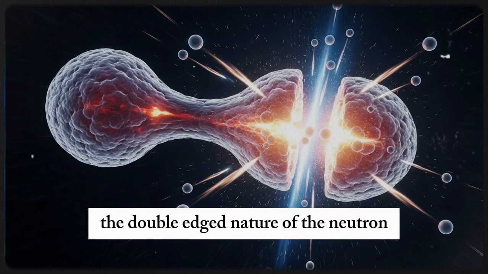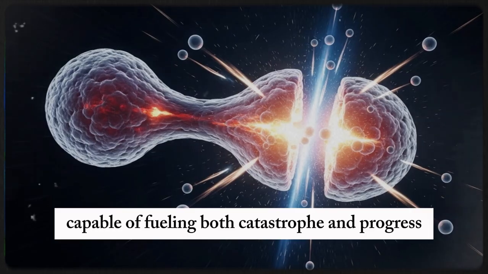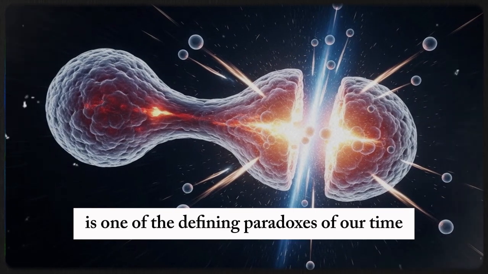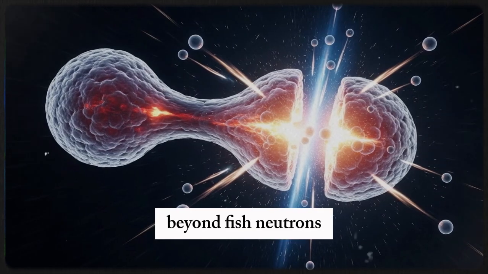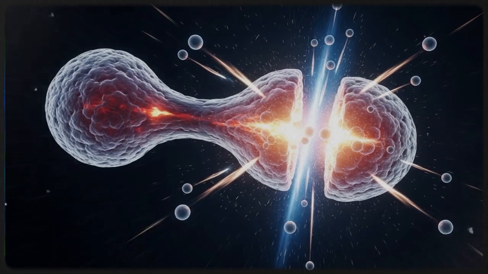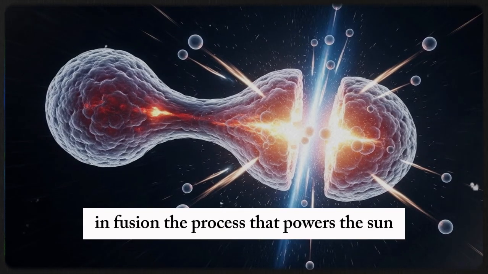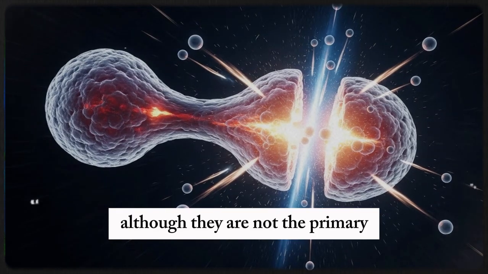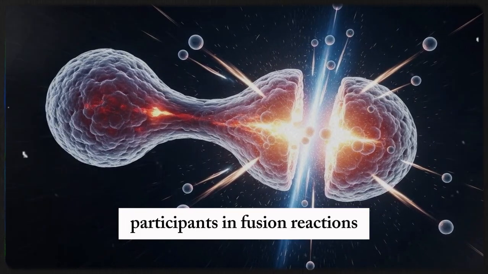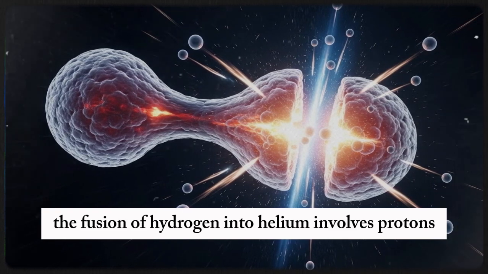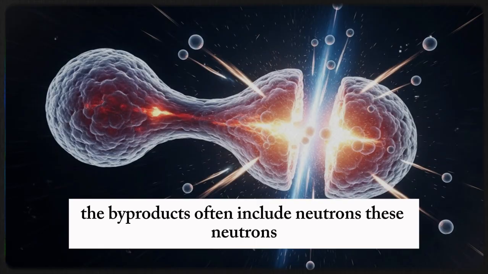The double-edged nature of the neutron, capable of fueling both catastrophe and progress, is one of the defining paradoxes of our time. Beyond fission, neutrons also influence other kinds of nuclear reactions. In fusion, the process that powers the sun, neutrons play a different role. Although they are not the primary participants in fusion reactions, the fusion of hydrogen into helium involves protons. The byproducts often include neutrons.